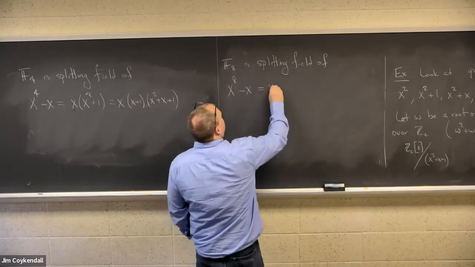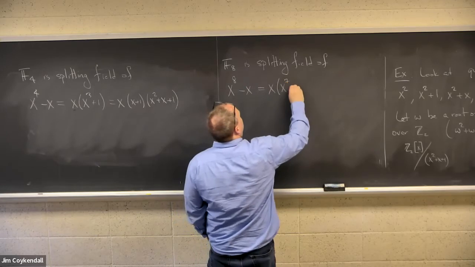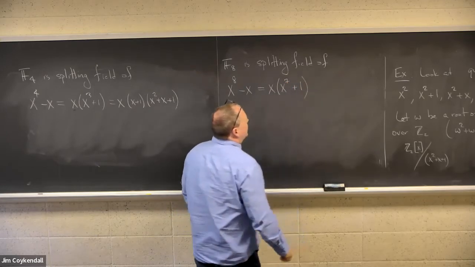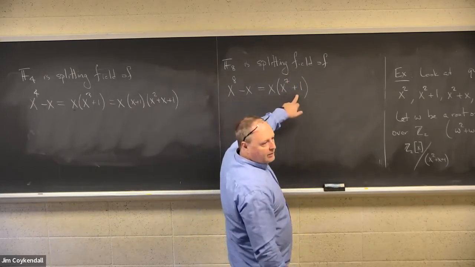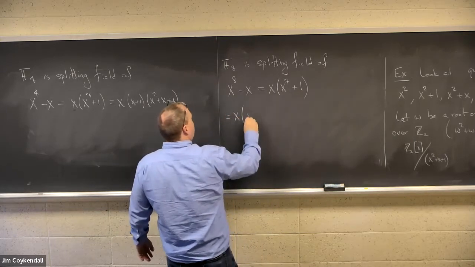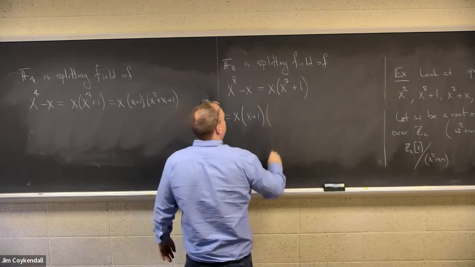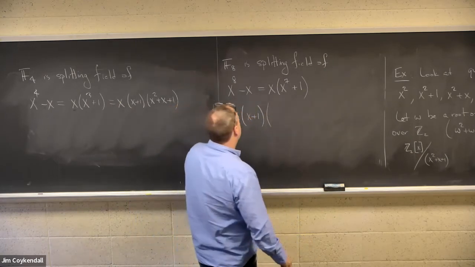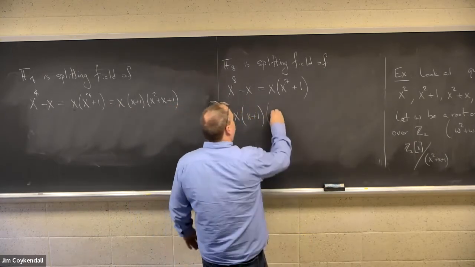Let's see what happens with this polynomial. Again, I have 1 as a root of this. So this is x times x plus 1 times, well, let's see what we got here.